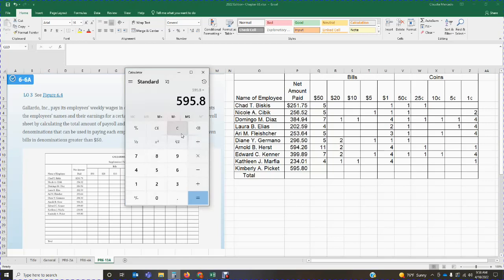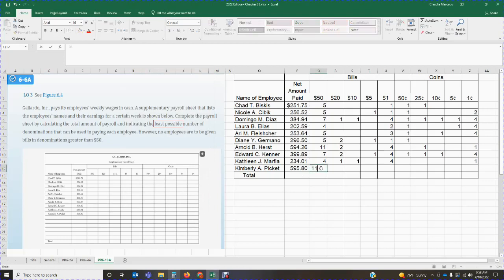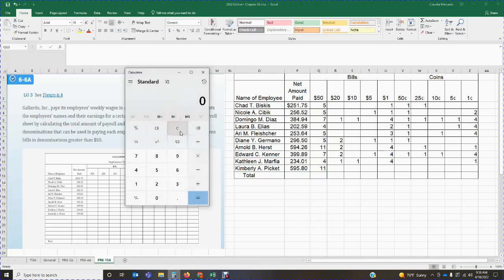595.80. We're going to divide by 50. That means I need 11 bills. So 11 times 50 gives me 550. I'm going to subtract that from the 595.80. I still need $45. What's the next denomination I have? It's $20 bills. So I know I need two $20 bills. That will give me $40.